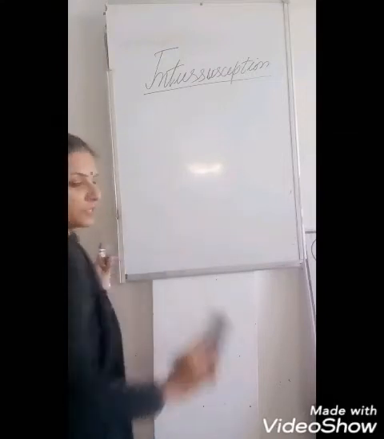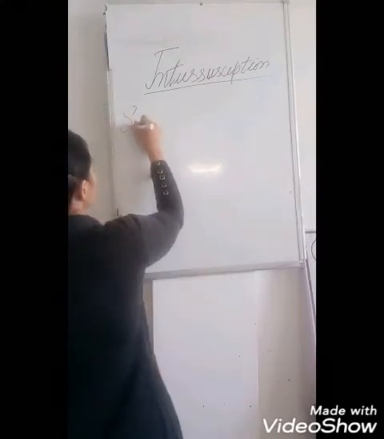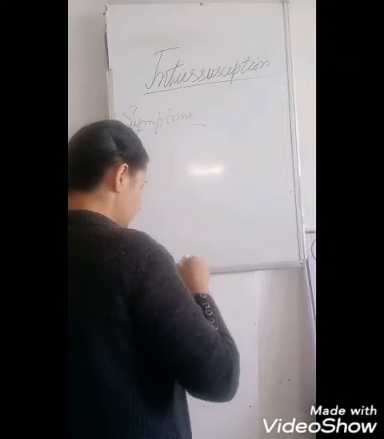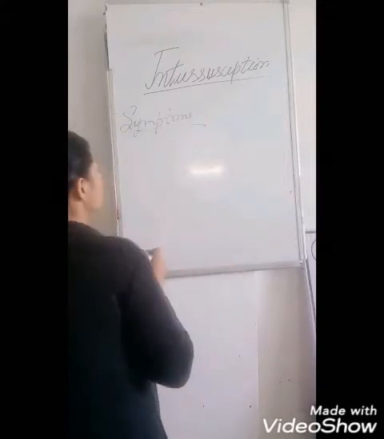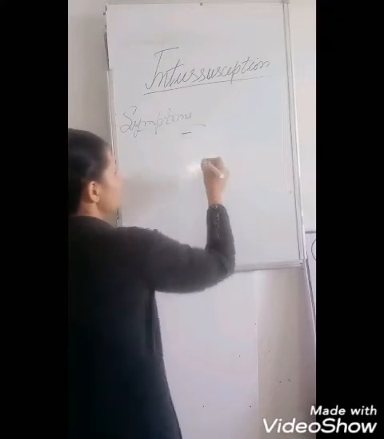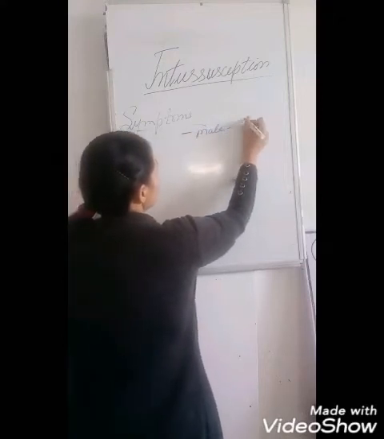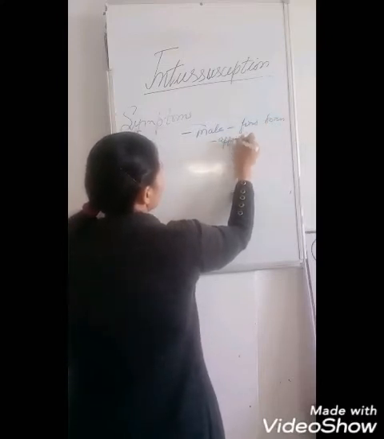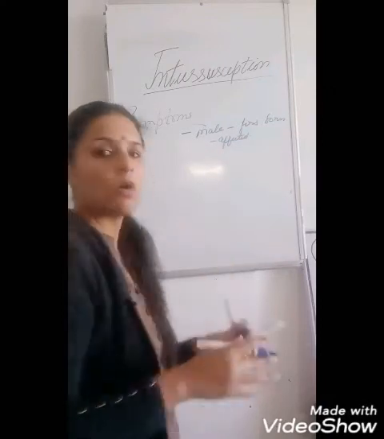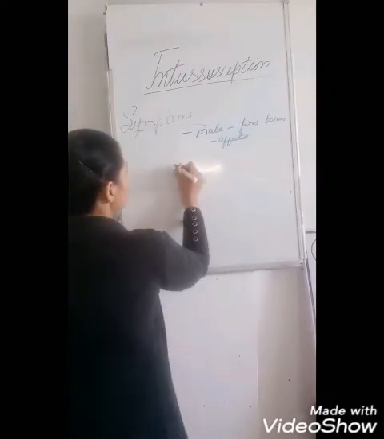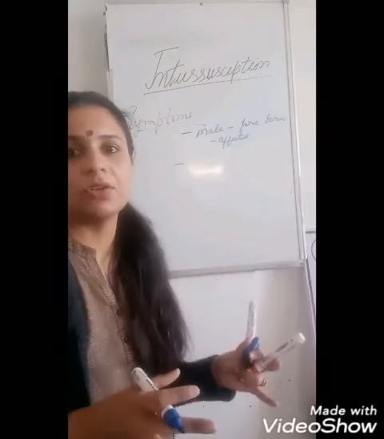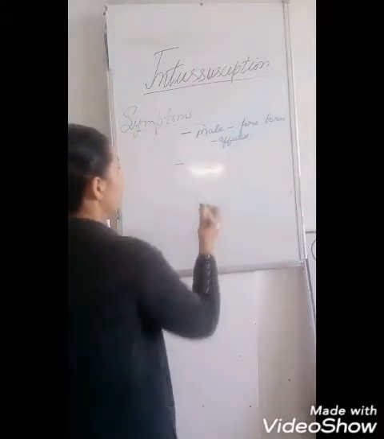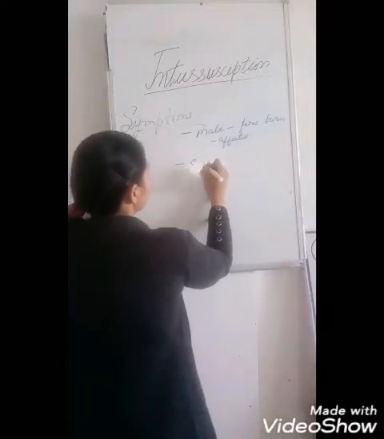So in clinical features, or in symptoms, we will see that usually the child is a male child and firstborn that gets mostly affected. The firstborn male child usually gets affected, and the child gets up in the night or during sleep, he will wake up because of the severe colic.